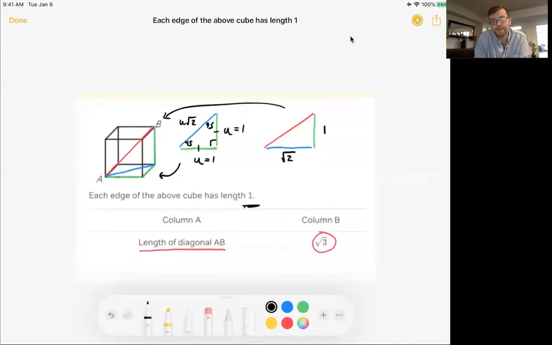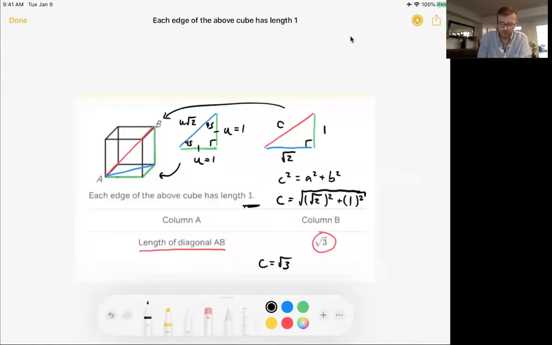So now you can use the Pythagorean theorem, because this is another right triangle. If you don't recall, c squared equals a squared plus b squared, where c squared was the hypotenuse. And so that means that our red line, I'll go ahead and keep calling it c for now, c is going to be equal to the square root of these other two sides squared. One of those is √2 squared, and the other one would be 1 squared. And √2 squared is 2, and 1 squared is 1. So as it turns out, the length of our diagonal is exactly √3, which means the correct choice for this one would be choice C, that the two columns are equal.